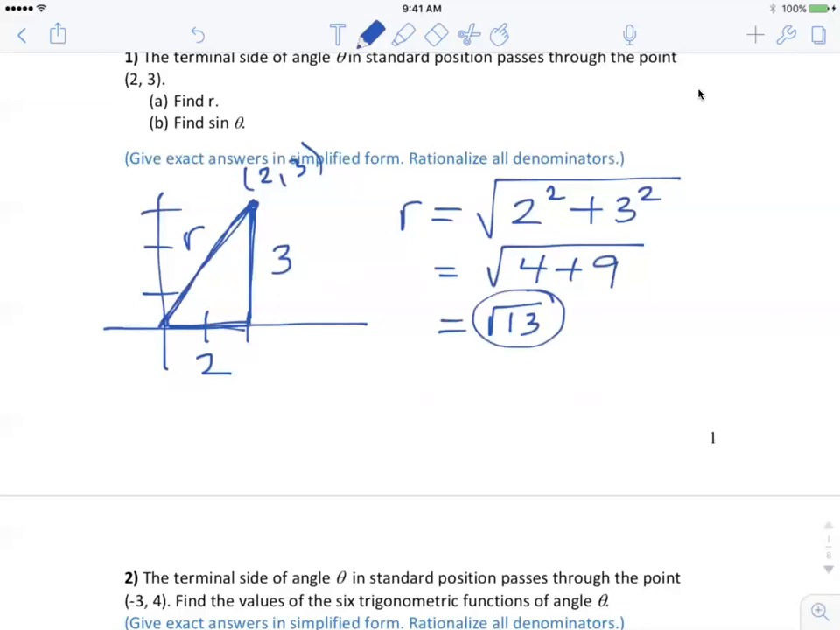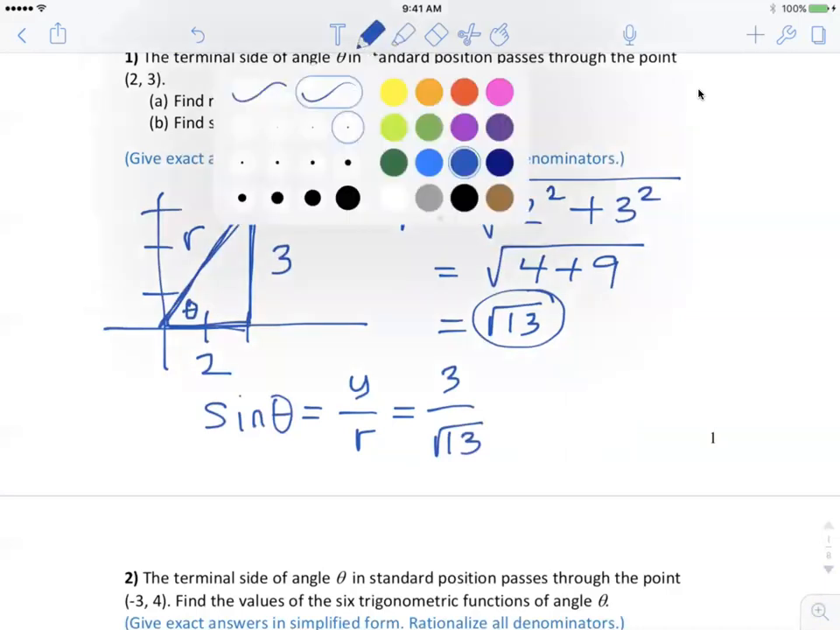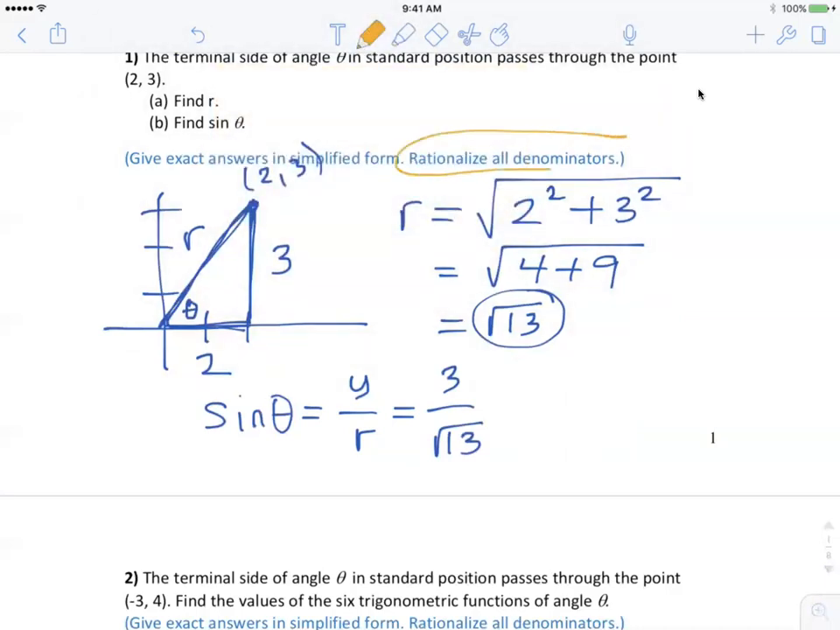How about part B? Find sine theta. Remember, theta is just this angle here. It doesn't matter what it is right now. We're just wanting to find the sine of it. So sine theta, by the definition, is y divided by r. Now I know those values. The y is 3, and the r, we just found it, is the square root of 13. And then it does say we rationalize all denominators.